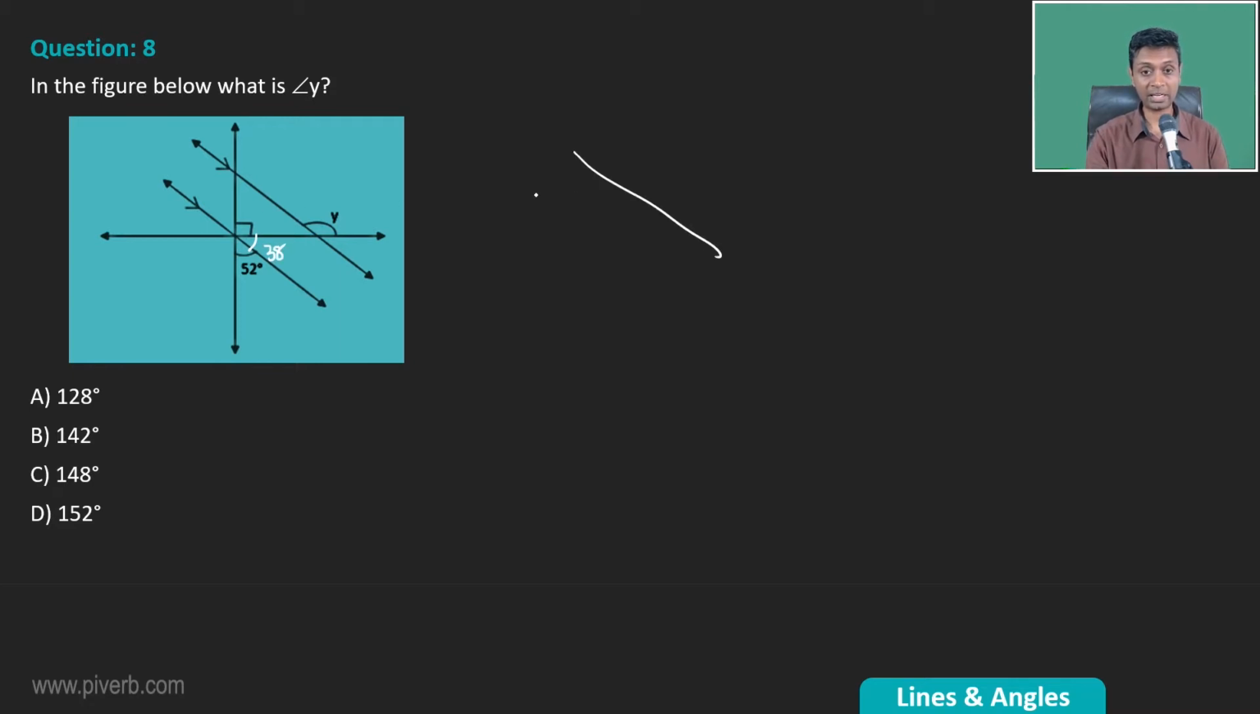Two parallel lines cut by a transversal. This angle is 38. These two lines are parallel. If this were 38, what would this be? This would also be 38 because they are alternate interior angles. So we can say this angle is 38.